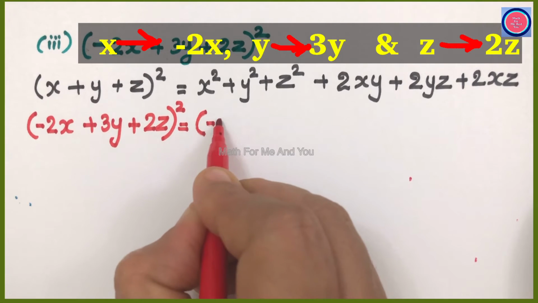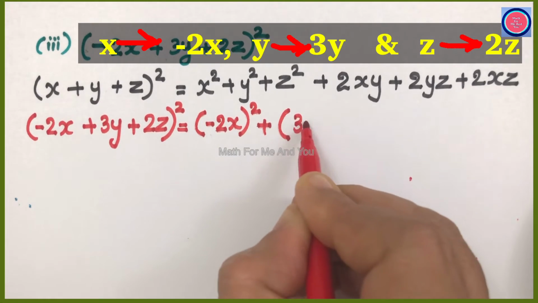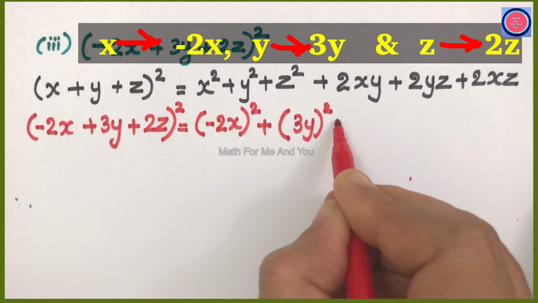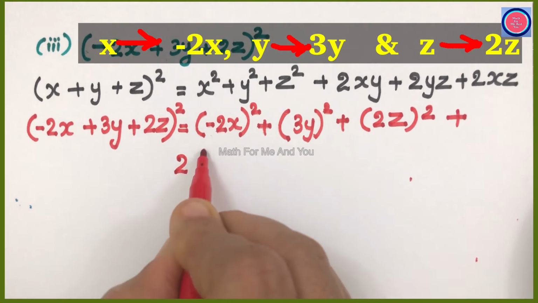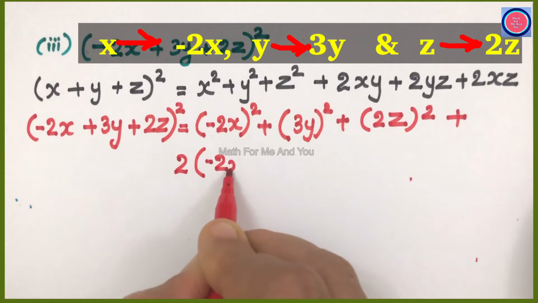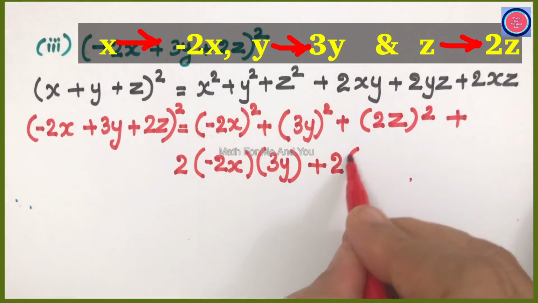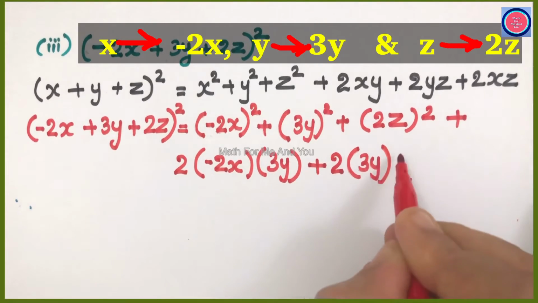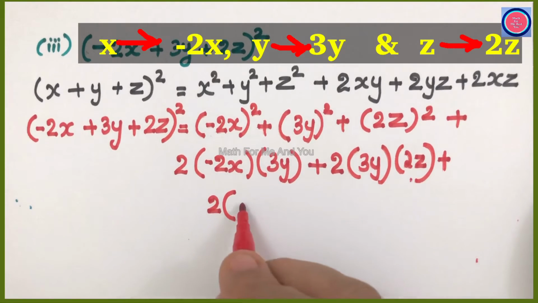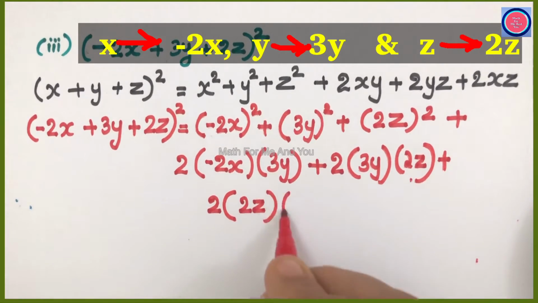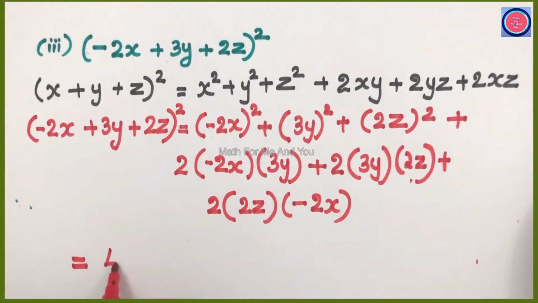So we can start writing. The first term becomes (-2x) the whole square, second term becomes (3y) the whole square, plus the third term becomes (2z) the whole square. Next term is 2 times -2x times 3y, plus next term 2yz changes as 2 times 3y times 2z. And the last term we can write as 2 times 2z times -2x, or if you want you can write the x term first. It's up to you. Now we can simplify each bracket.